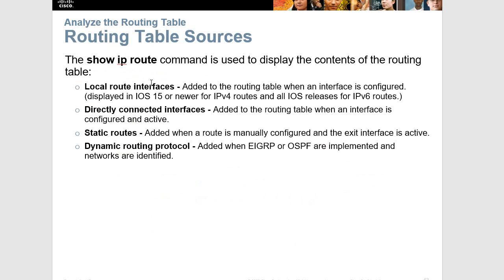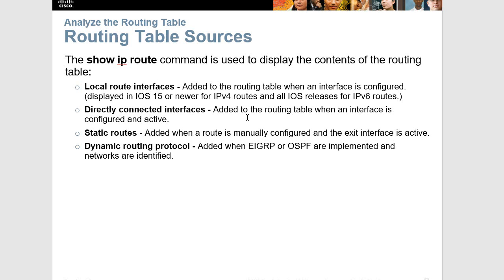We have here local routes that are added to the routing table when an interface is configured. When an interface is configured, you see an L entry there, your local route. We've got a directly connected interface, which has a C in front of it, and that's added to the routing table when the interface is configured and active. Static routes are going to be configured by, well, you.